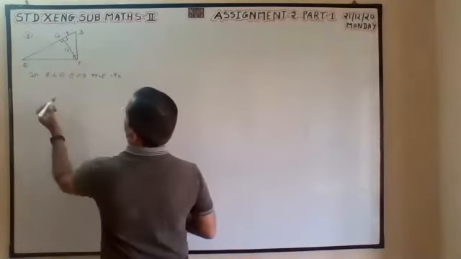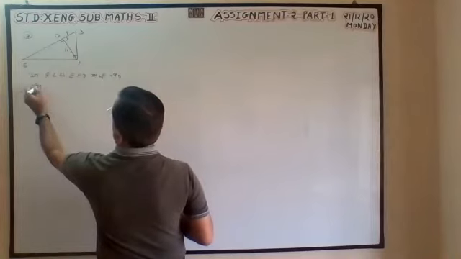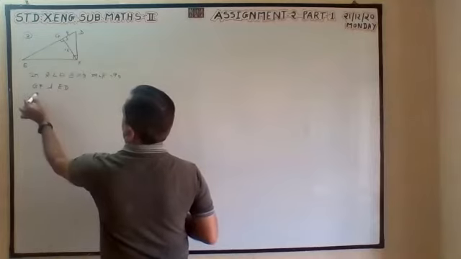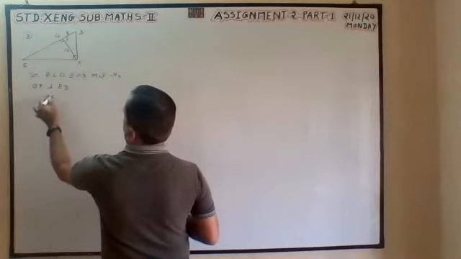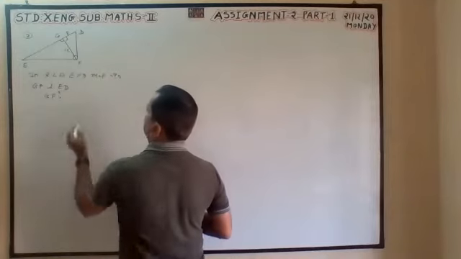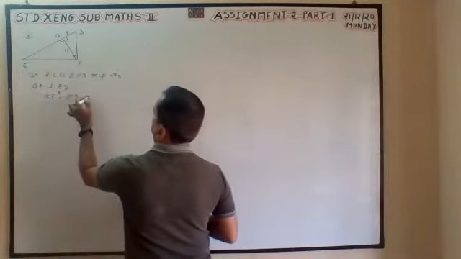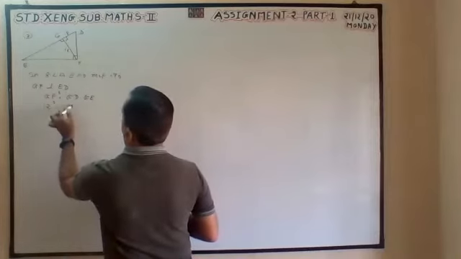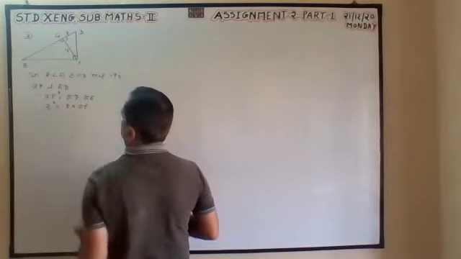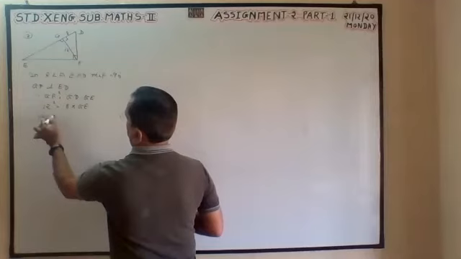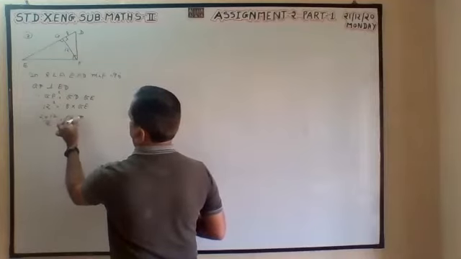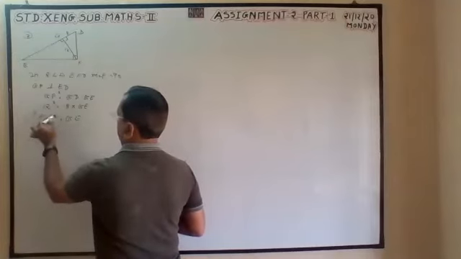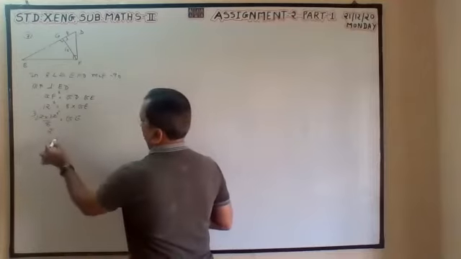And GF perpendicular to ED. Therefore, by geometric mean, GF square is equal to GD into GE. 12 square is equal to 8 into GE. So 12 into 12 divided by 8 is equal to GE. 4 2s are 8, 4 3s are 12, 2 6s are 12. So 18.